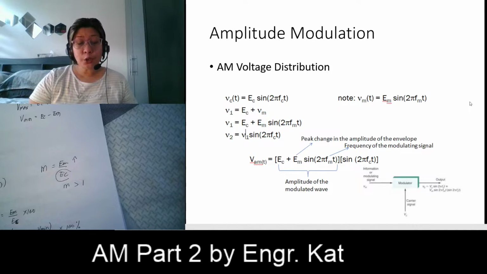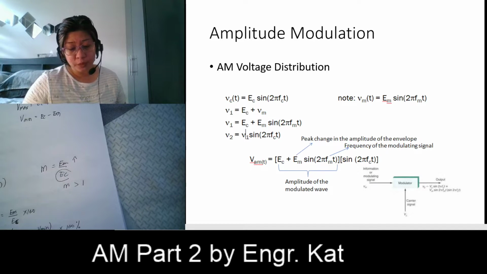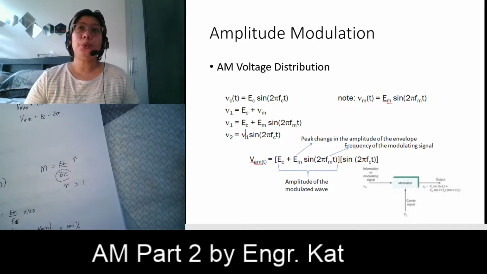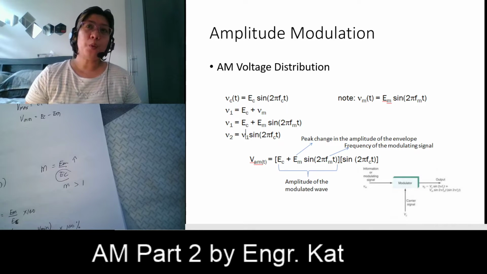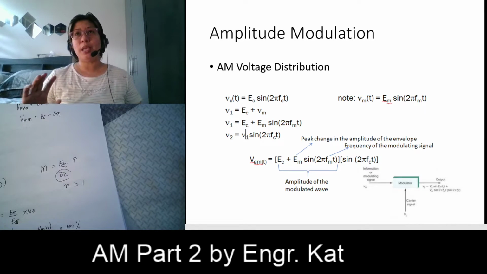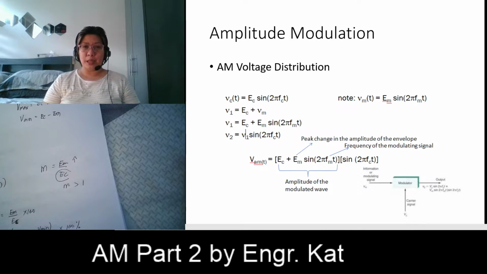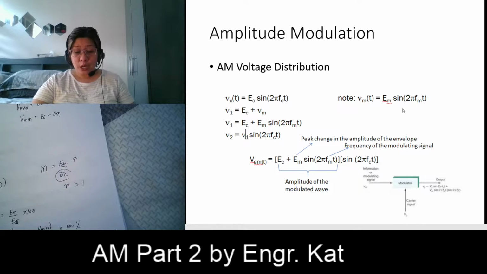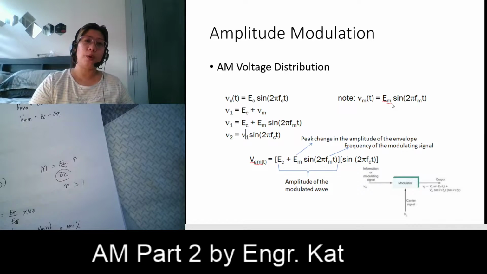So we have here your AM voltage distribution. Okay, so we are now ready to identify what will be the voltage across each of the different sidebands. We always say that your EM is lesser than your EC. So we are always assuming, okay, we are always making sure that your EM is always lesser than your EC.